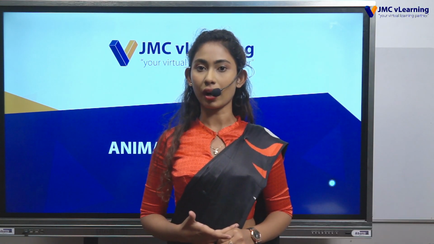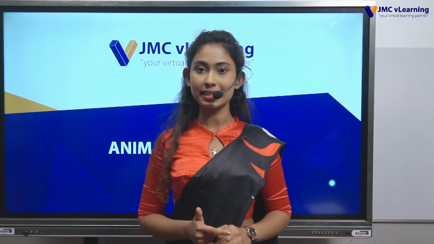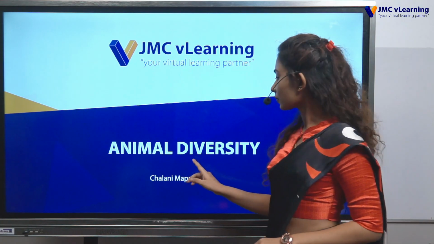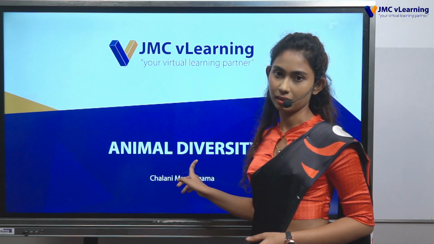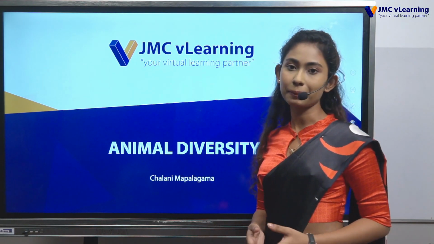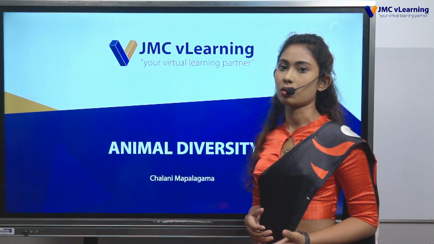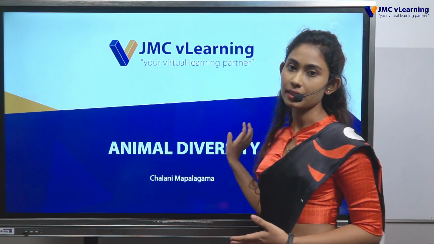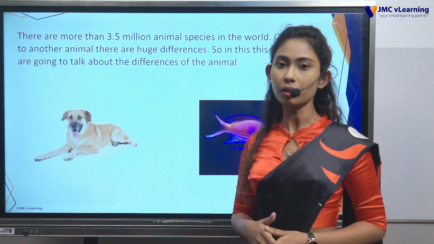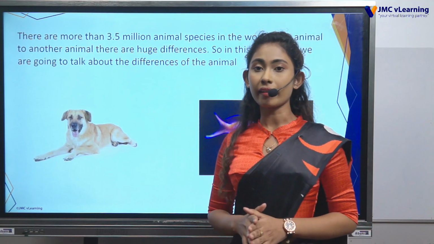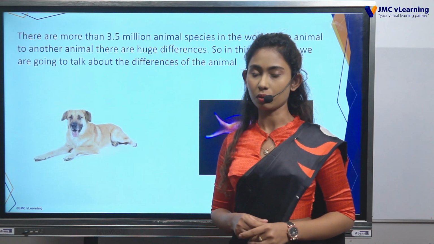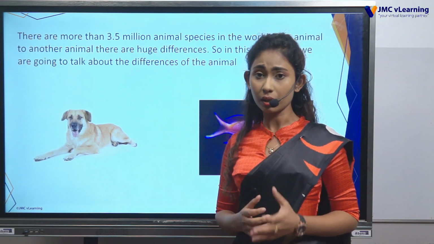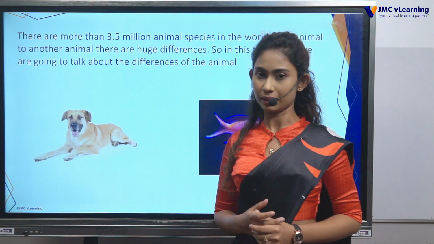So today I am going to teach you your grade 7 second term first lesson, that is animal diversity. In this lesson, first thing I want to teach you is what we call diversity. Diversity simply means the difference. So I am going to teach you the differences in this animal world. There are more than 3.5 million types of animals in this world, so we can see there is huge diversity in the animal world.